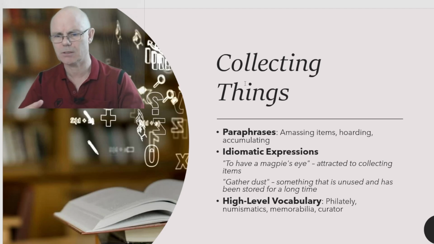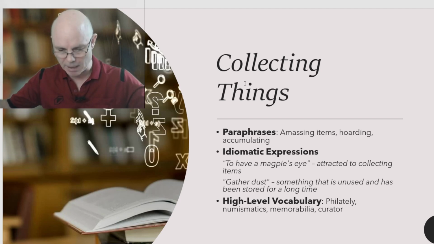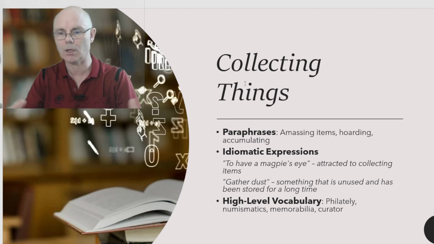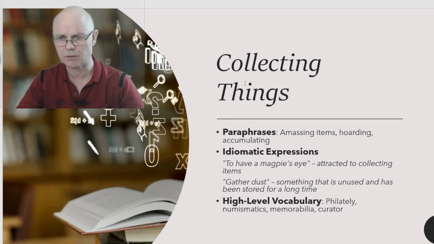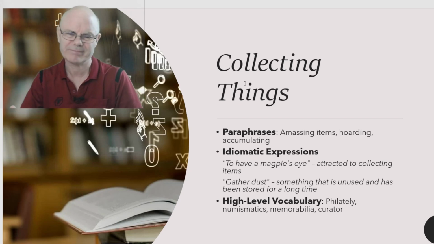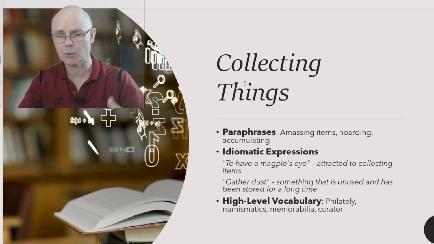So some paraphrases, amassing items. So mass is like large scale, so amassing something is about getting a whole lot of them. If you are into coins, you could amass a whole lot of coins from different countries. Hoarding is sort of a little bit negative. It's like storing stuff in case maybe one day you need it. So we have these people called hoarders, and hoarders are afraid to throw anything out. They think anything of value should be kept.